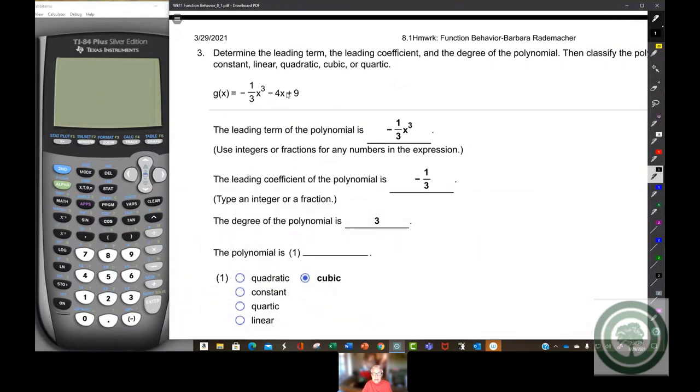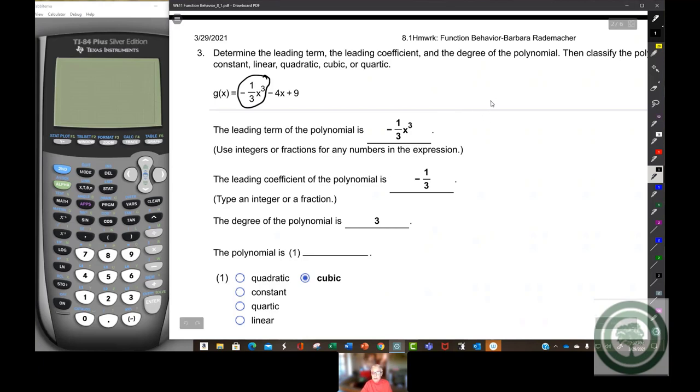here we have a polynomial written in descending order, its degree is 3. The leading term, the highest power term, is negative 1/3 x to the 3rd power. The leading coefficient is the number in front of the variable. The degree is the actual highest power, 3. And cubic polynomials, highest degree 3, are called cubics. Now 3 is an odd number, a number that 2 will not go into evenly.